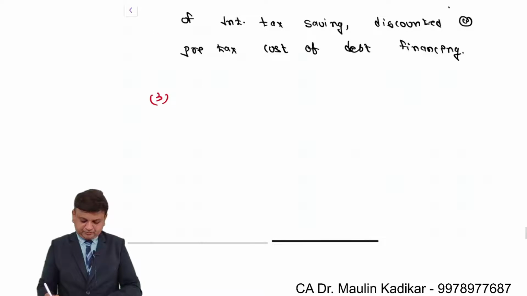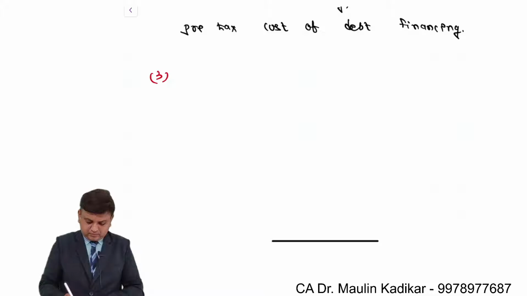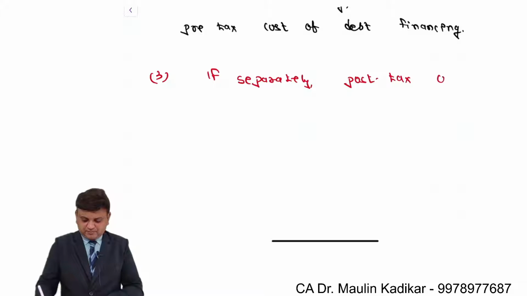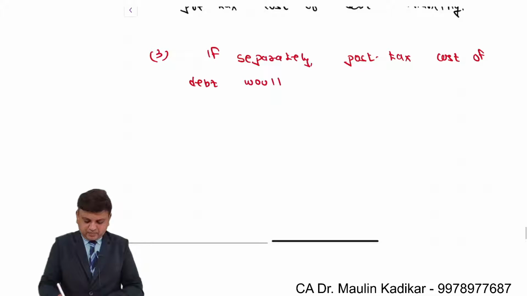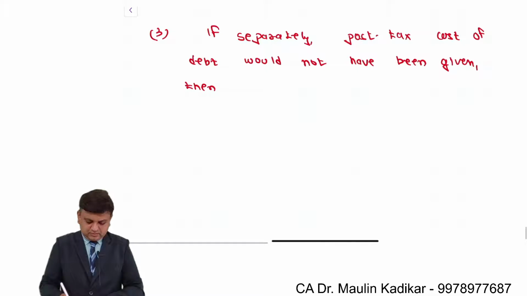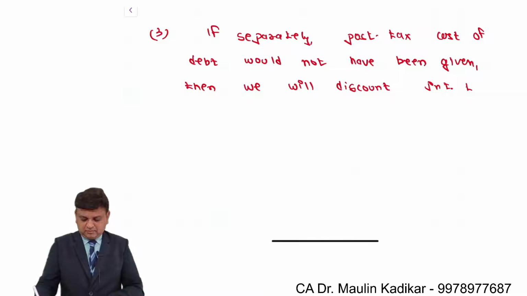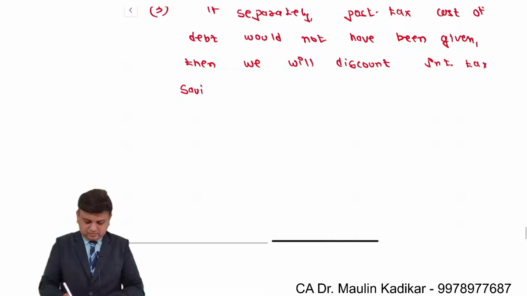Third point, if separately the post-tax cost of debt would not have been given, then we will discount the interest tax saving at the rate of 6%.